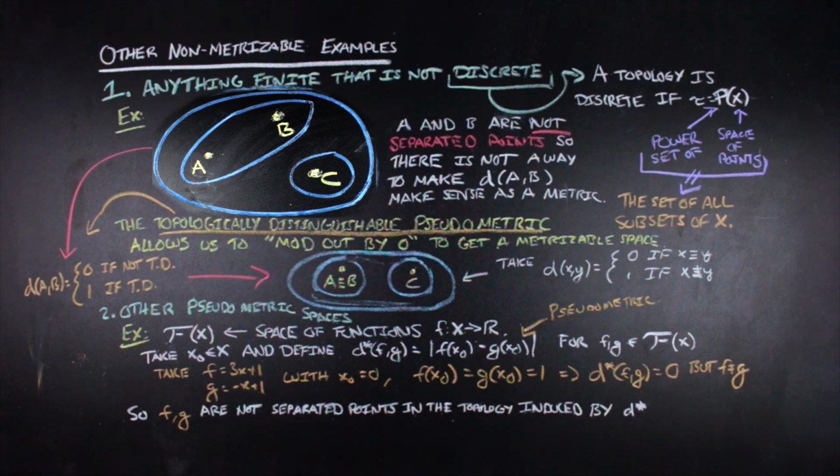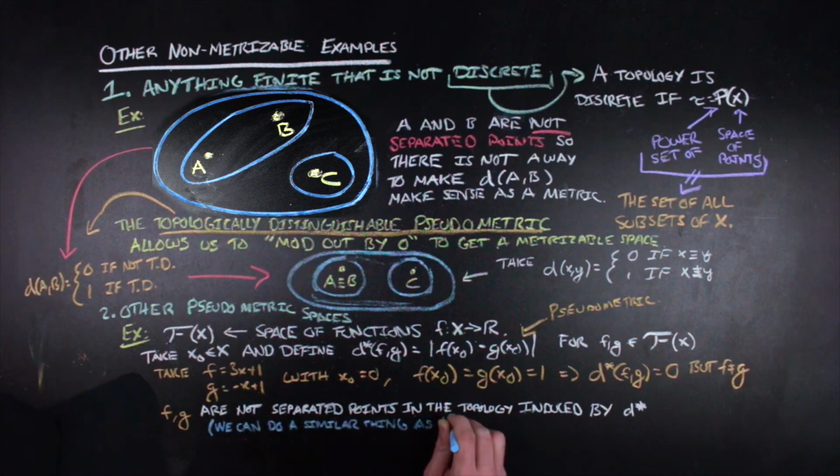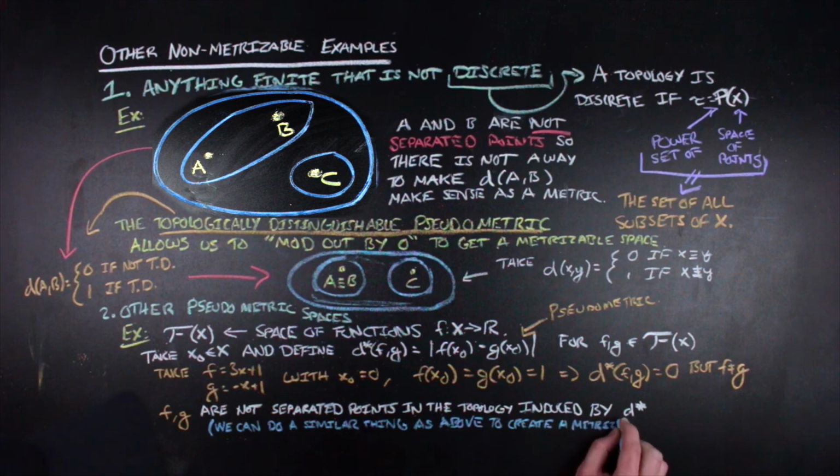And so we have an instance of a space that is not metrizable, but when we look above and think about modding out by this 0 relation, we can do a similar thing here in order to get a metrizable space as well. So in analysis, it's actually really common to use these sorts of mod out by 0 relations in order to produce nicer spaces that can be metrizable, or where a metric makes sense on them, in order to more efficiently work with the mathematical objects that you're given.